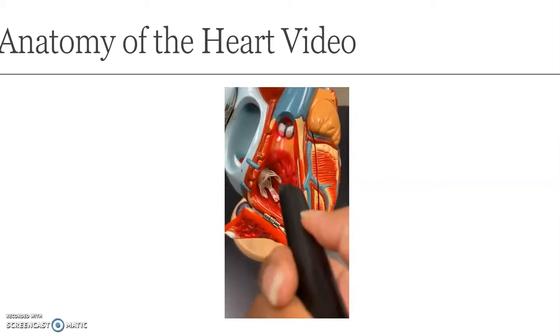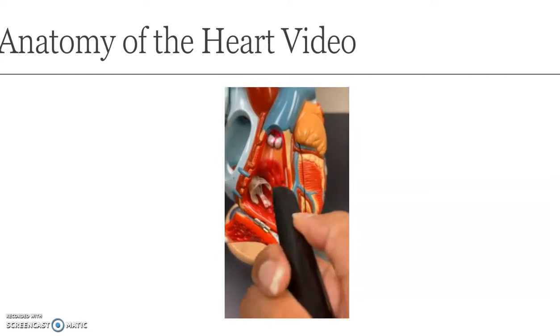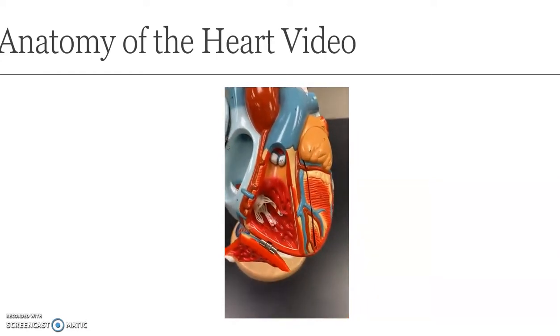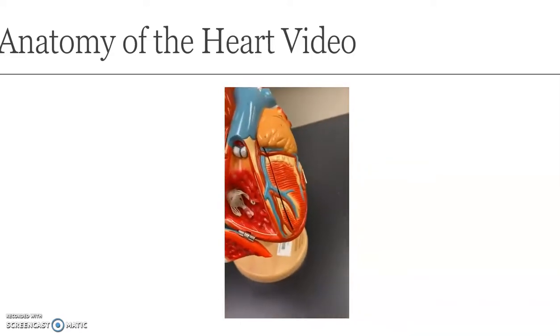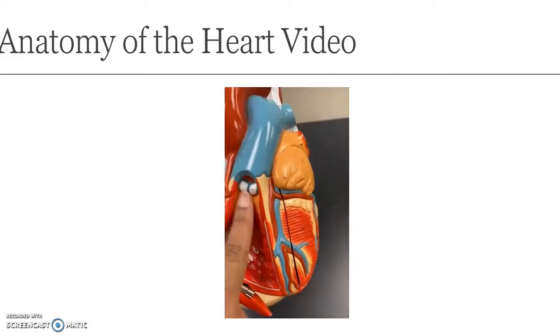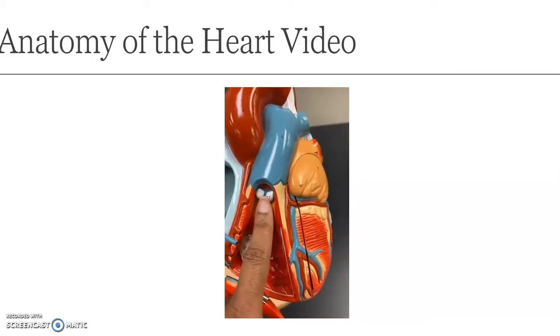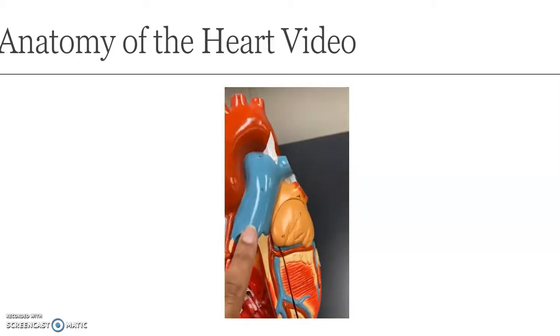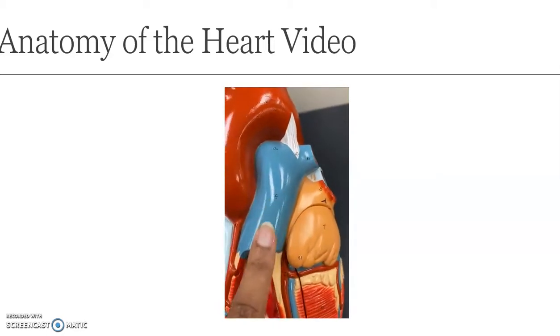Then we have our second valve on the right side of the heart, number 37. That is going to be your pulmonary valve, because this valve is going to send blood through this pulmonary trunk. So number 5 is pulmonary trunk.